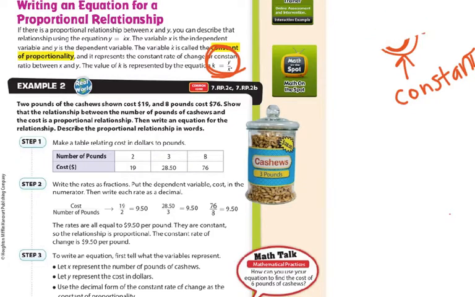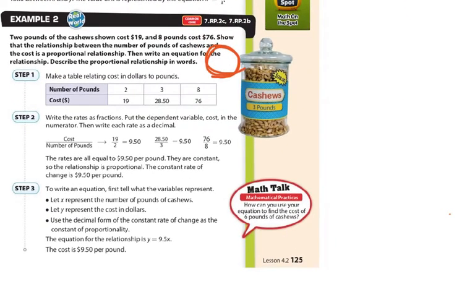Let's go ahead and give an example of it so it makes more sense, okay? Here we are. Let me erase that for you. 2 pounds of cashews cost $19, and 8 pounds cost $76. Show that the relationship between the number of pounds of cashews and the cost is a proportional relationship. Then write an equation for the relationship. Describe the proportional relationship in words.